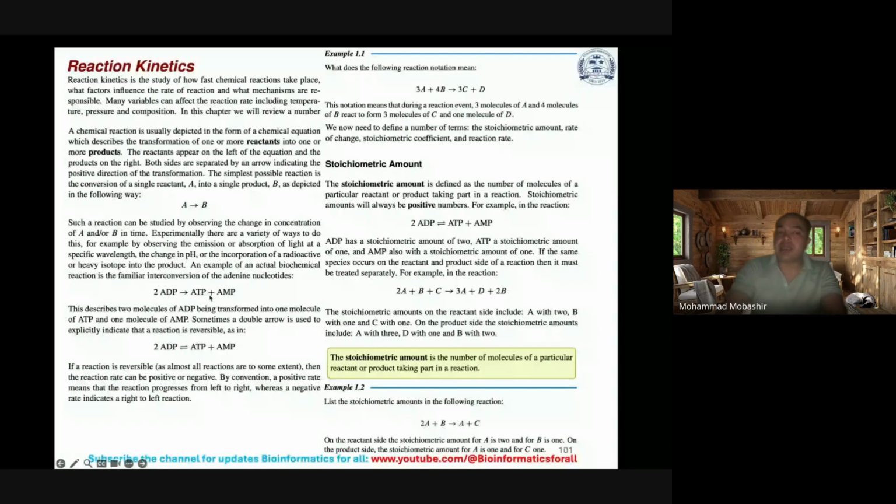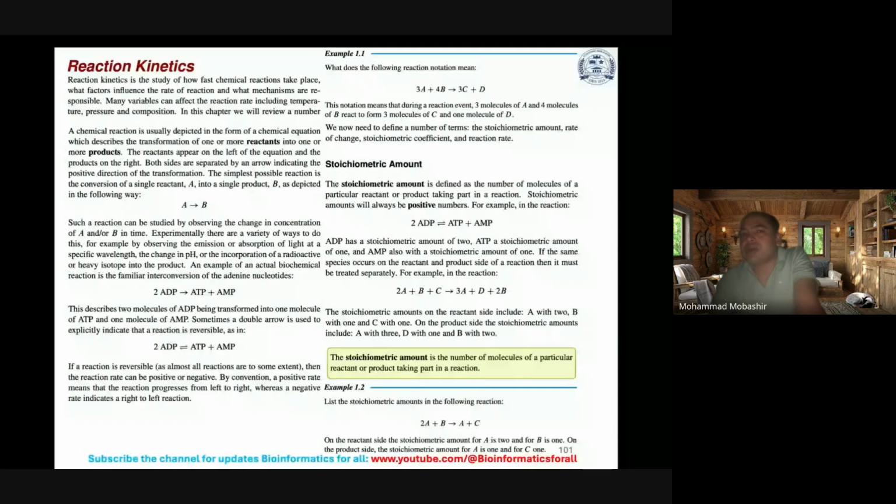And here, this is one reaction, a forward reaction, but if you want to say that this is a reversible reaction, then you can write it another way with the forward and backward arrows. So now you need to also go for some basic exercise. What does the following reaction notation mean? So you better understand all these things.